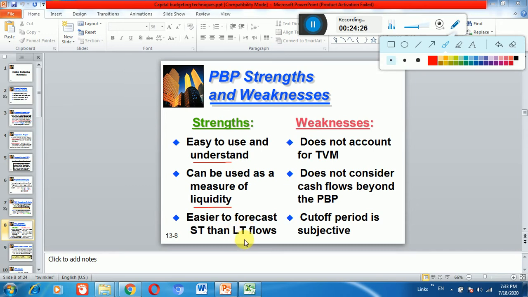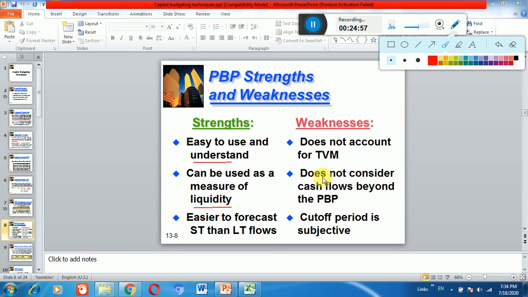So that is why we have in the weaknesses here, okay, it does not consider the cash flows beyond the payback period. So in the beginning or in the closer period, you can know about the cash flow. If they are according to your expectation, then it's okay, you will accept the project. But the payback period is not telling you about the cash flows in the future. What will be the trend, whether the cash flow will drastically decrease or not.